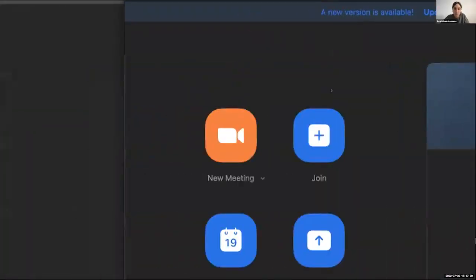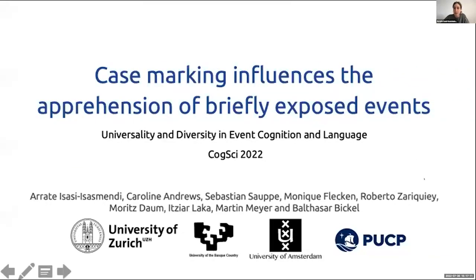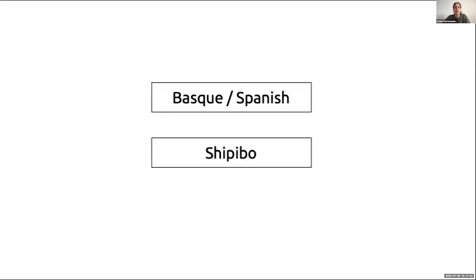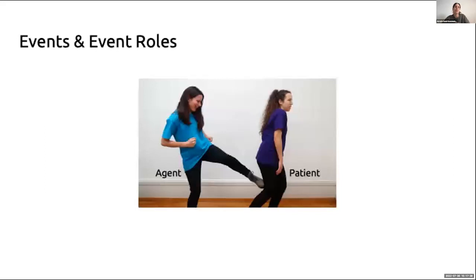Okay, I'm going to share my screen. You can see it now, right? Okay. So, hi everyone, and now in my talk, I'm going to tell you about our studies that show how case marking influences the apprehension of briefly exposed events. And for that, first, I will tell you about some studies on Basque and Spanish, and then in the last part of the talk, I will also mention some preliminary results from a study on Shipibo. But let me tell you first about the general background of this study.